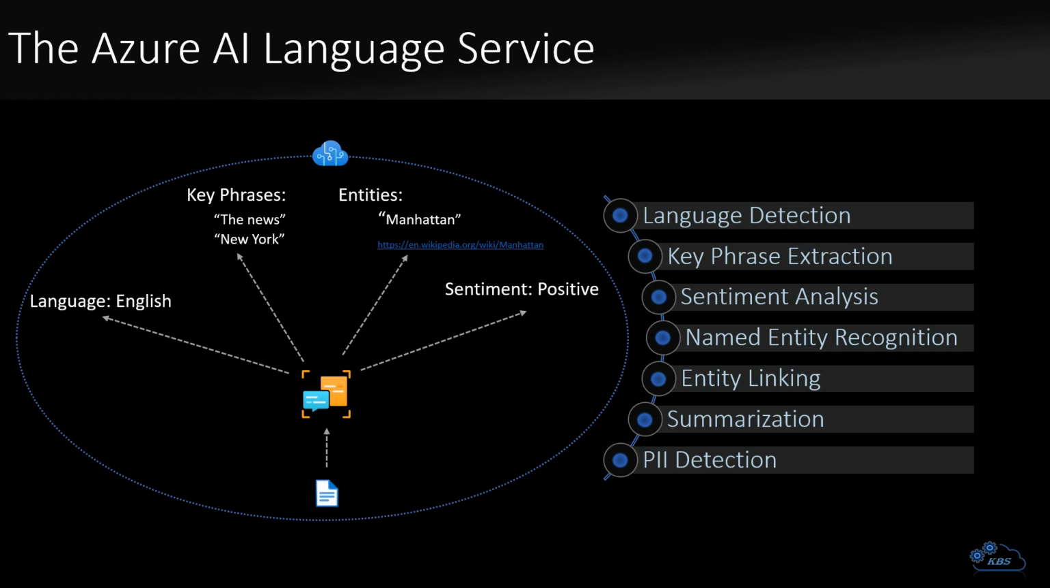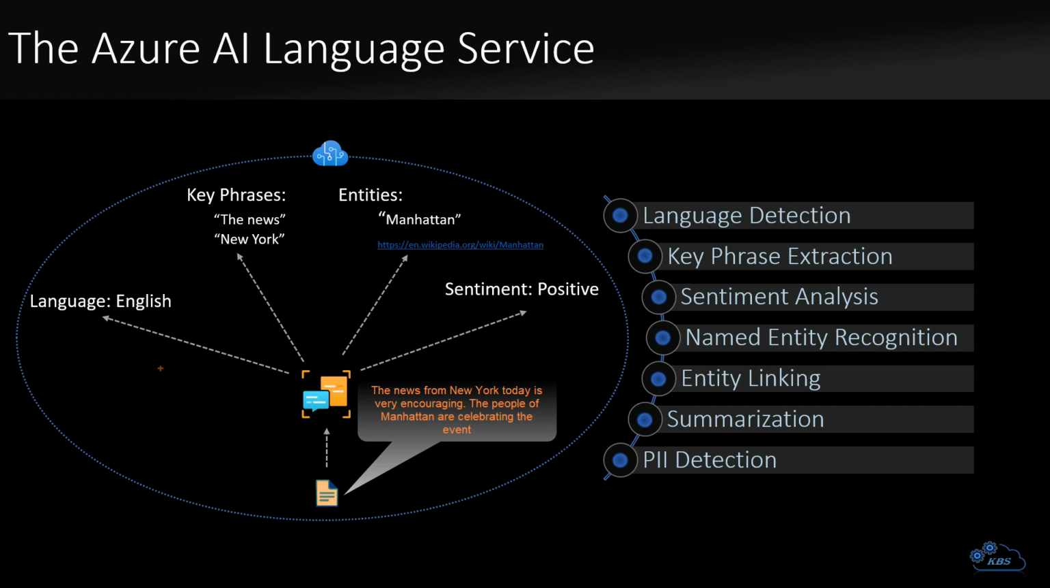For example, imagine you have a string of text from a news article. The news from New York today is very encouraging. The people of Manhattan are celebrating the event. With Azure AI Language Service, we can unlock a multitude of insights from this simple sentence, like language detection.